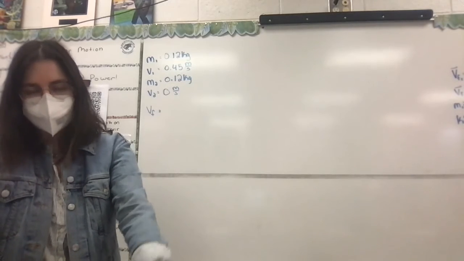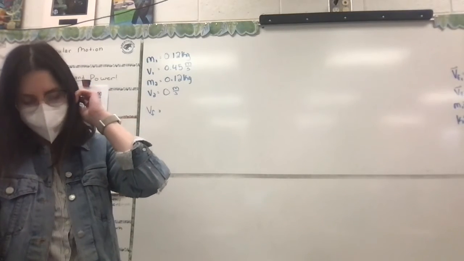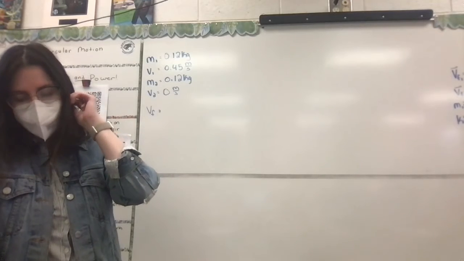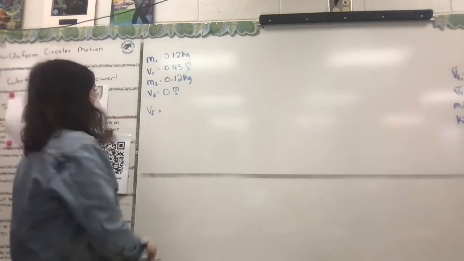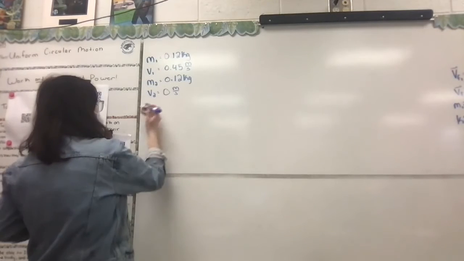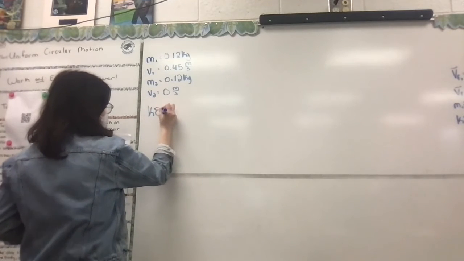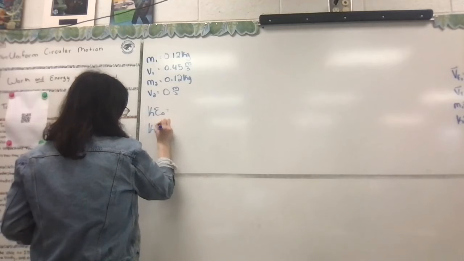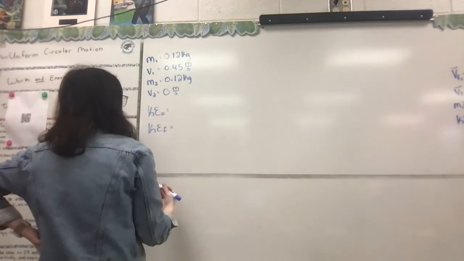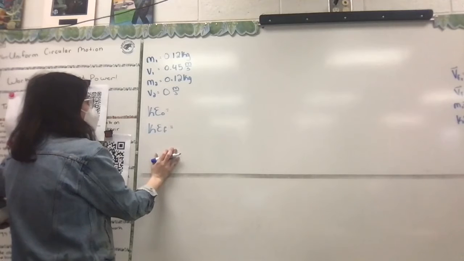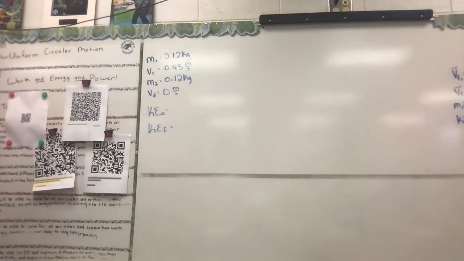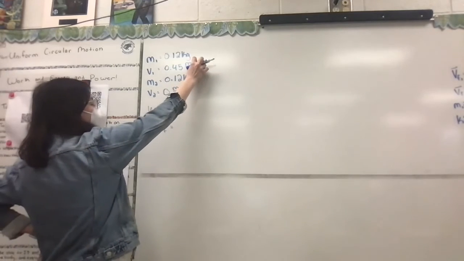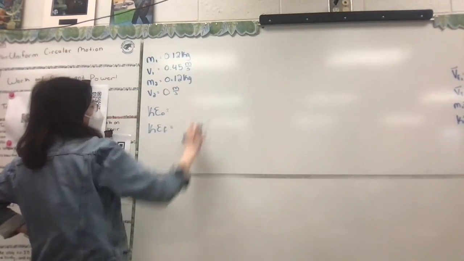And they stick together, which means it's what kind of collision? Completely inelastic. We want to know the final and initial kinetic energies of the system. So we want to know KE initial and KE final. So KE initial, our initial kinetic energy, how are we going to find it? What do you use? 1/2 mv squared. Are we going to do it for the first mass, the second mass, or both of them together?